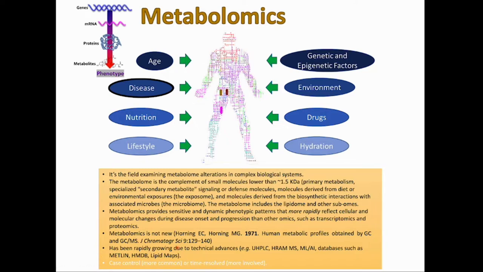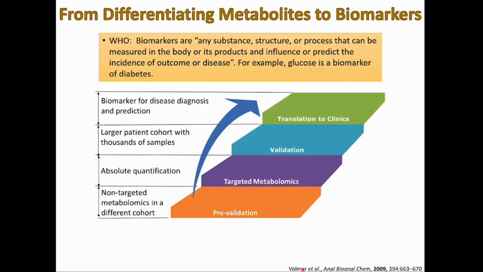And you may have heard of databases like Metlin or LipidMaps and so on. I'm going to tell you about an example, which is a case control study. So we are basically going to be looking at injured animals versus uninjured animals. But you can also do a time resolved study or a longitudinal study. That is typically much more involved. It takes more samples, it takes more complex data analysis, but it can also be done.